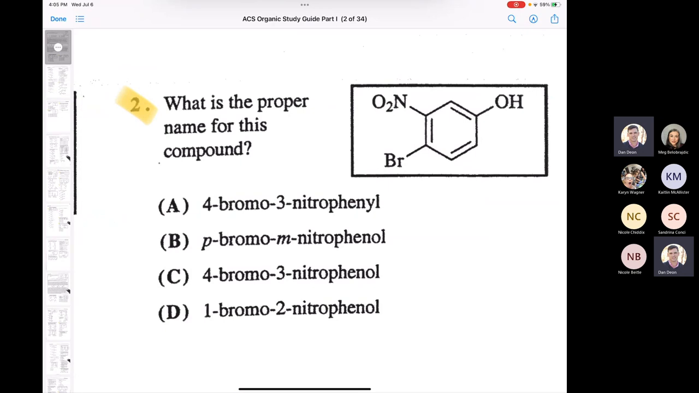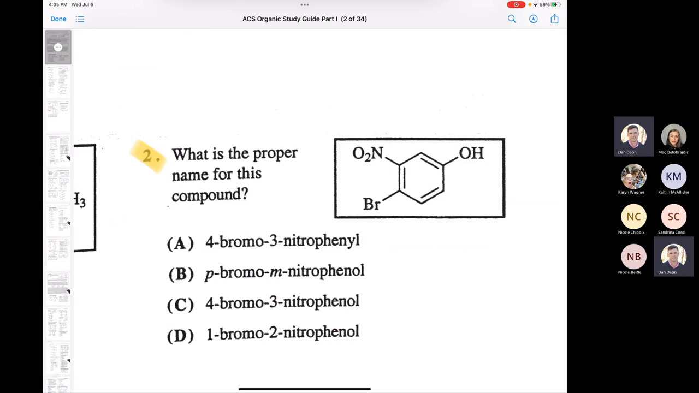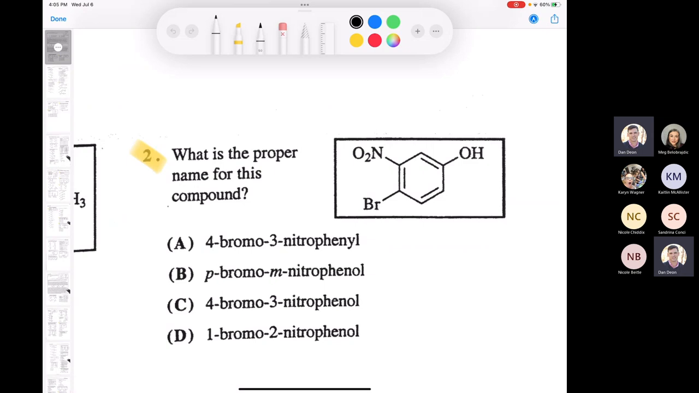The first thing you have to remember is that if you have a parent aromatic compound, you have to be able to identify that. And this compound is a phenol, right? So we have a phenol in this compound. I'm just going to put this in a green circle here. So we know that this is some kind of phenol. We see phenol, phenol, phenol, and you notice that this one here says phenol.